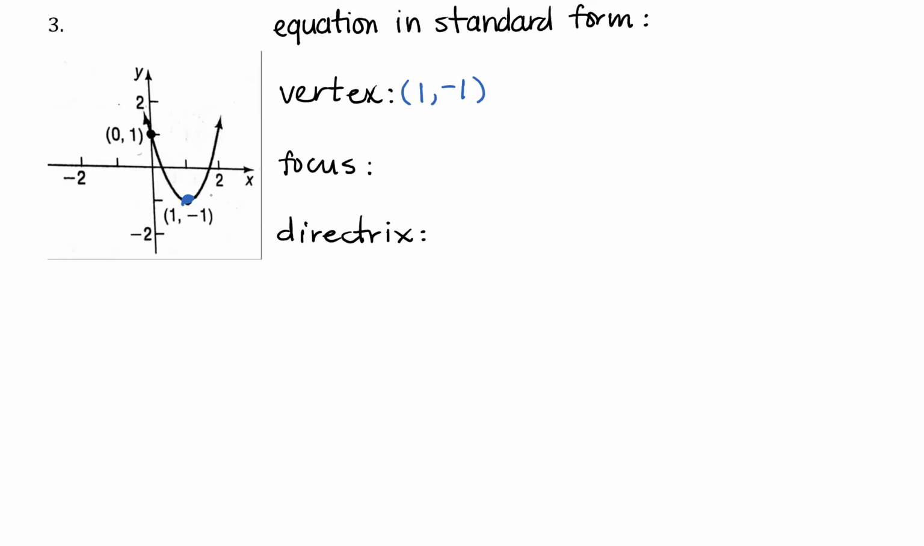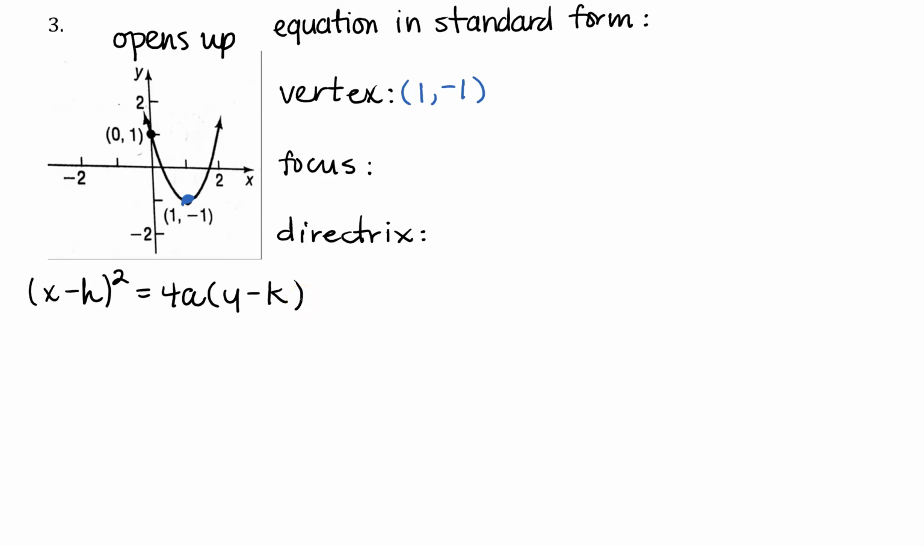We don't have the focus, nor do we have the directrix, but if we find a, then we can find the focus and we can find the directrix. Clearly, we can just look at that parabola and see that it is a parabola that opens up. And so the standard form for a parabola that opens up is (x - h)^2 = 4a(y - k).